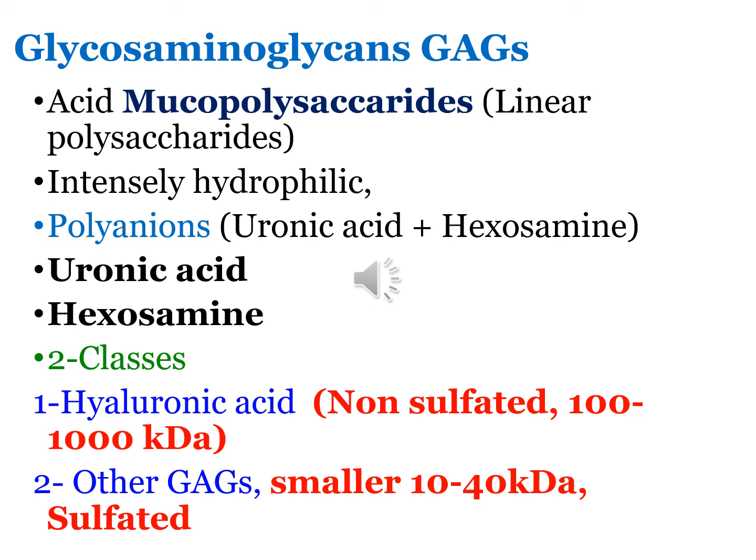You have two classes: hyaluronic acid and the other glycosaminoglycans. Hyaluronic acid is non-sulfated and of high molecular weight. Other GAGs are much smaller, 10 to 40 kilodaltons. They are sulfated. Hyaluronic acid is non-sulfated. Other GAGs are sulfated, and they are covalently attached to proteins as a part of proteoglycans. They are synthesized in the Golgi complex.